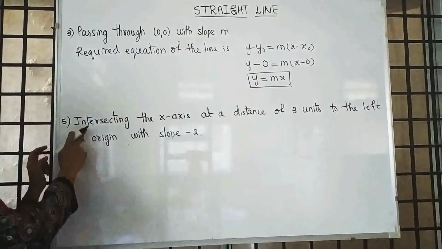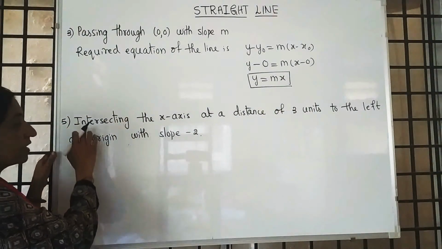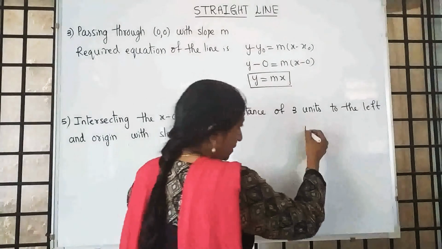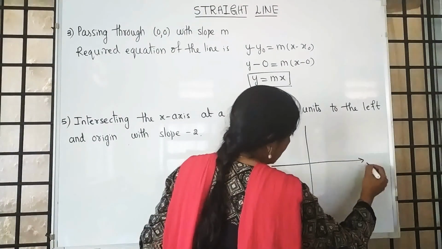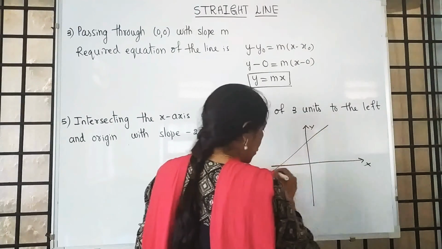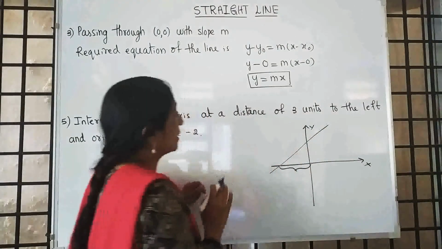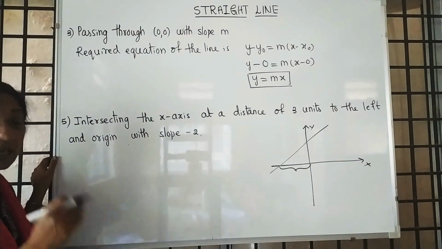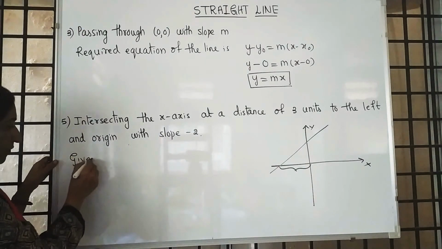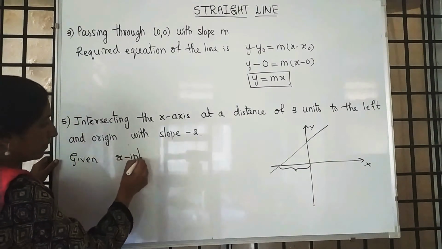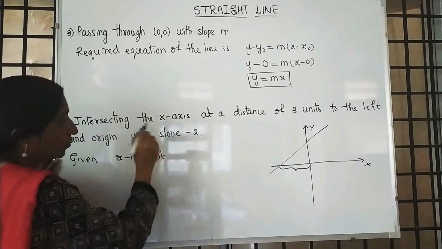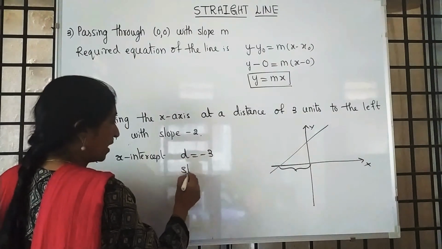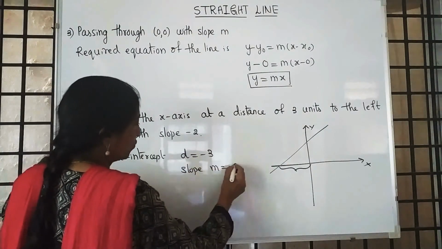Next, here also the same question. We have to find the equation of the line intersecting the x-axis at a distance of 3 units to the left. This is the y-axis, this is the x-axis. 3 units to the left means on this side. That means the x-intercept is given as 3 units left, so the value will be taken as minus. Given x-intercept d is equal to minus 3 and slope m is equal to minus 2.